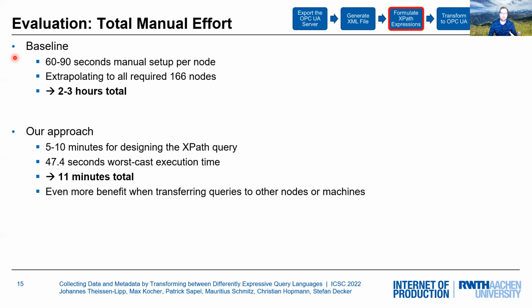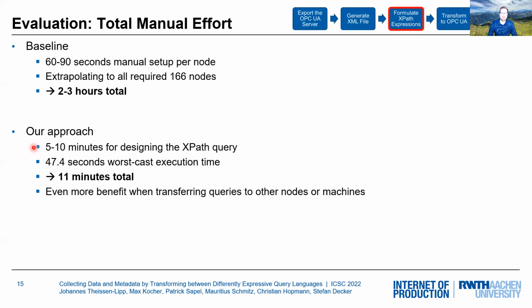And if we extrapolate this to all required 166 nodes at the Institute for Plastics Processing, it would end up in a total effort being spent for this entire process of 2 to 3 hours in total. With our approach, we have the execution time for the export and the pre-processing. That is about 47 seconds, worst case execution time.